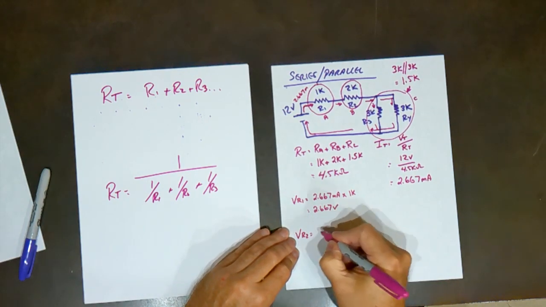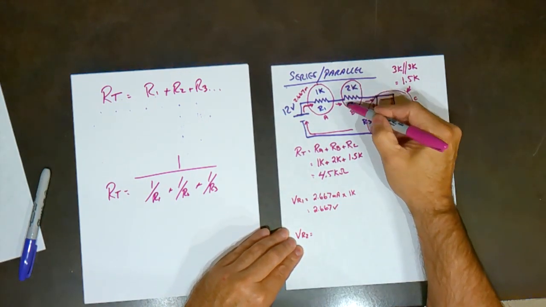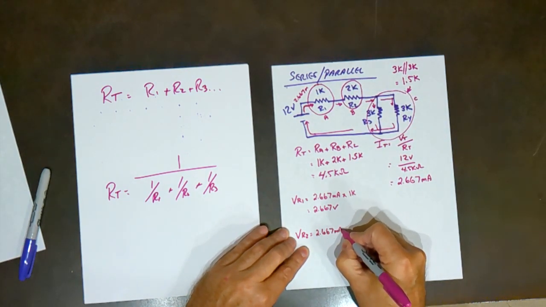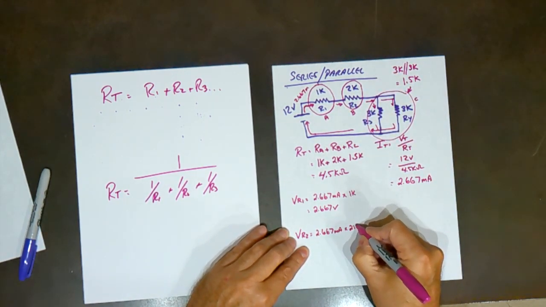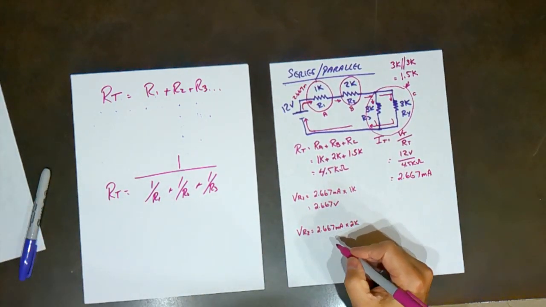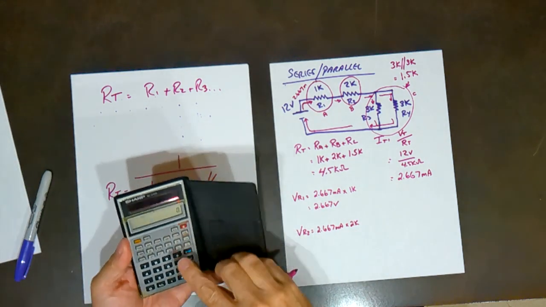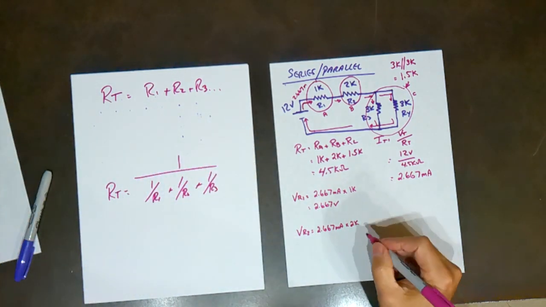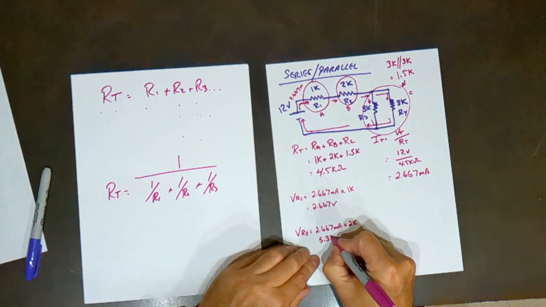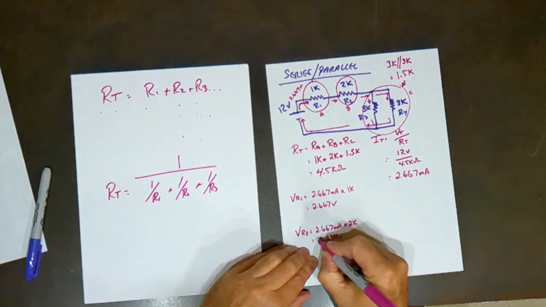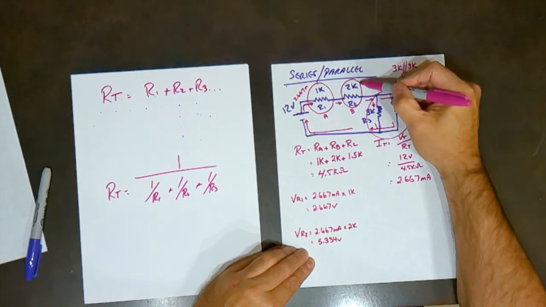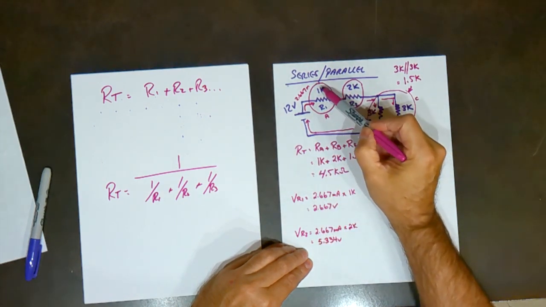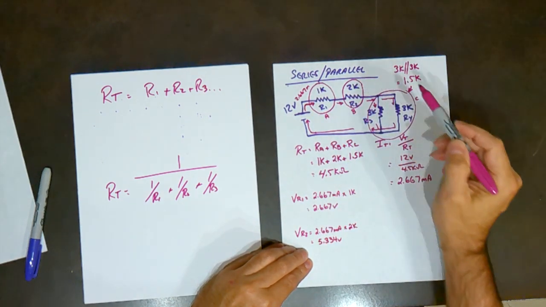Voltage of R2. The same current flows through that resistor, so we end up with 2.667 milliamps times 2K. Ohm's law: 2.667 times 2 is 5.334 volts, and that's the voltage across that resistor. So now we have the current going through that one and that one. We also have the voltage across this one and this one.